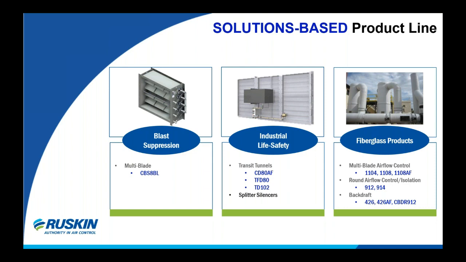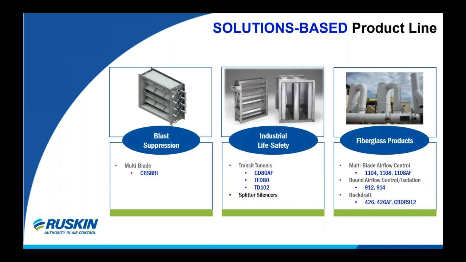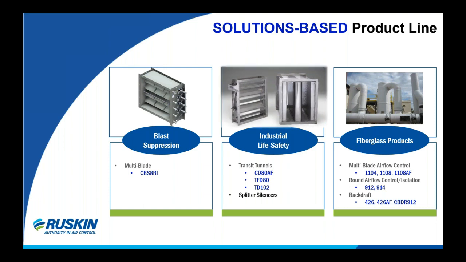Underground transit tunnel projects, whether they be for vehicles or for mass transit, offer Ruskin a distinct advantage over our competitors because we can marry our industrial life safety dampers with our sound attenuator products to offer customers a more efficient proposal package. And lastly, Ruskin's portfolio now includes both round and pultruded multi-blade dampers constructed of fiberglass reinforced plastic, or FRP, for highly corrosive applications such as you'll see in wastewater treatment plants and in microchip manufacturing facilities.